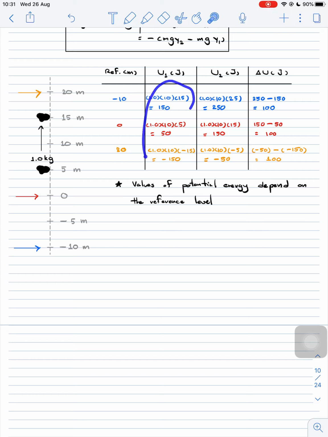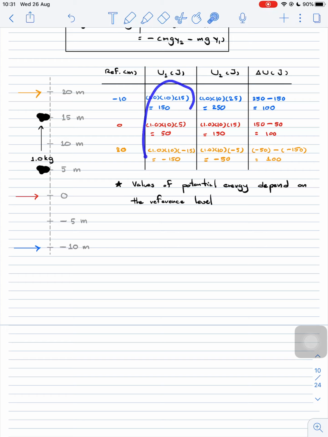That's one thing. And the other thing is that the potential energy can be positive, 0, or negative. This is different from the kinetic energy, which has only positive values, because for kinetic energy we have mass, which is positive, and v squared, which is positive as well. So the kinetic energy must always be positive. But the potential energy can be positive, 0, or negative.